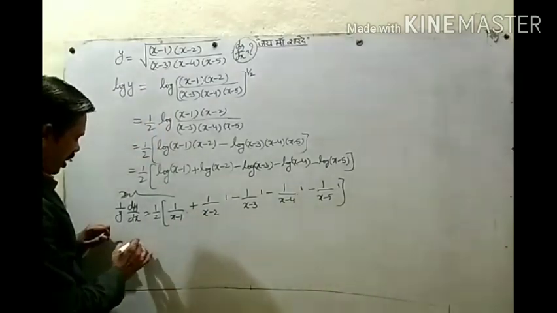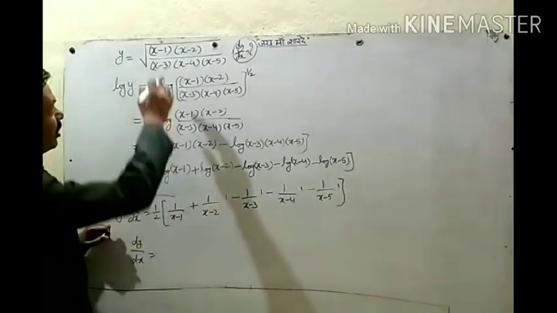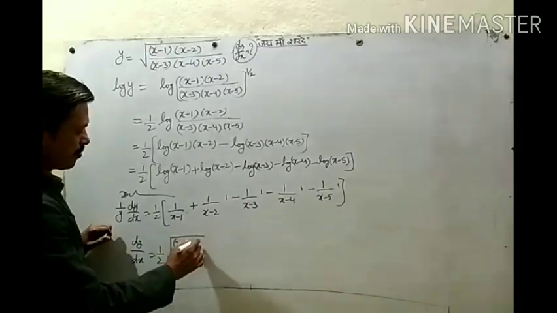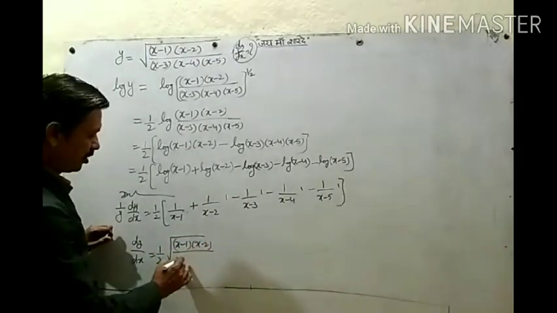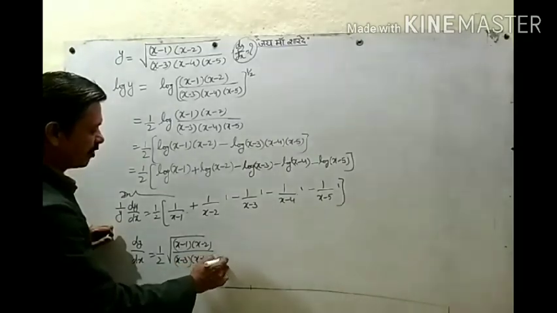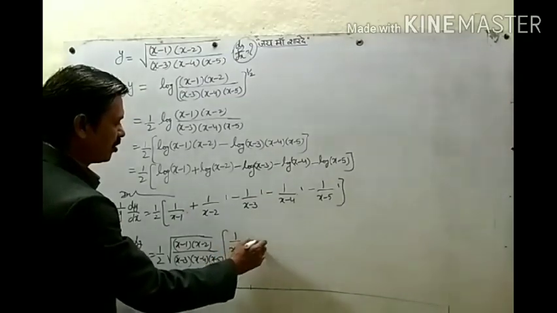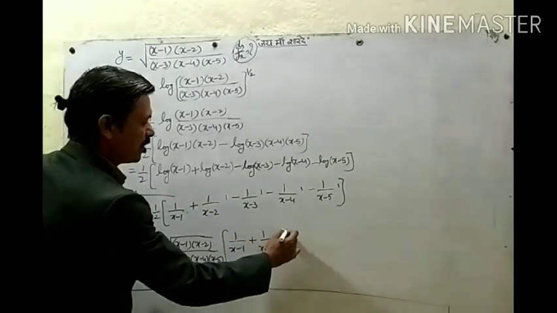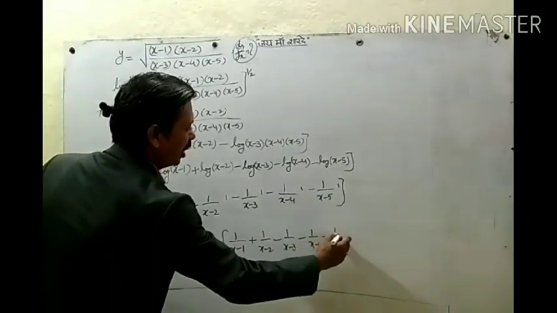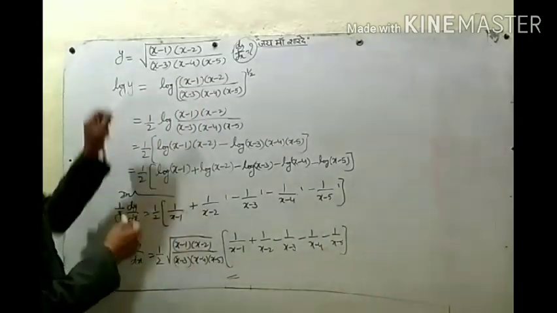So dy by dx is equal to y by 2, and y is root of (x minus 1) into (x minus 2) upon (x minus 3) into (x minus 4) into (x minus 5), multiplied by 1 upon (x minus 1) plus 1 upon (x minus 2) minus 1 by (x minus 3) minus 1 by (x minus 4) minus 1 upon (x minus 5). So this is the derivative of this function.